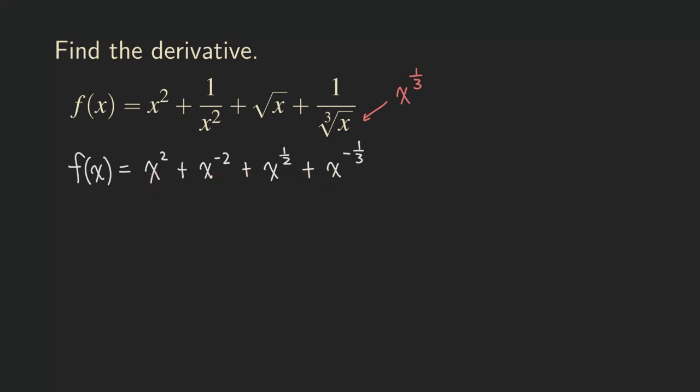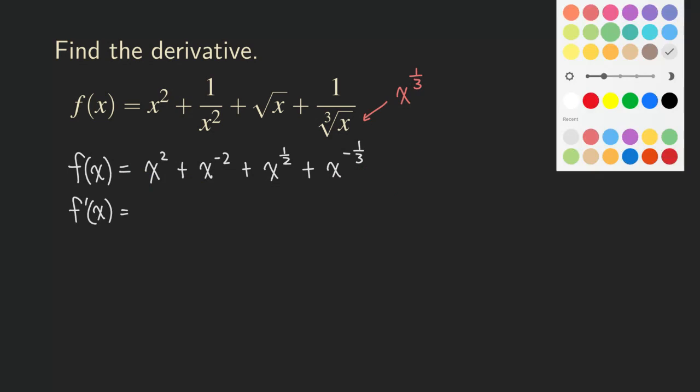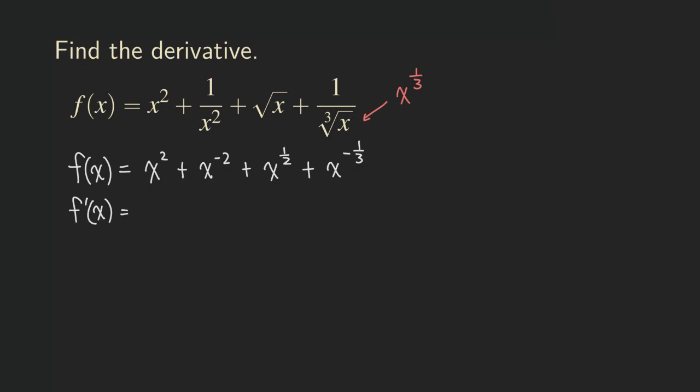Okay, so now we are ready to take the derivative because every term is in the right form. Okay, so next step, we are going to do f prime of x, right? And what are we going to get here? When we apply the general power rule, we are going to just bring the 2 down, bring this -2 down, bring this 1 over 2 down, bring this -1 over 3 down. And so they all become a coefficient. And so we are going to get 2 and then x.